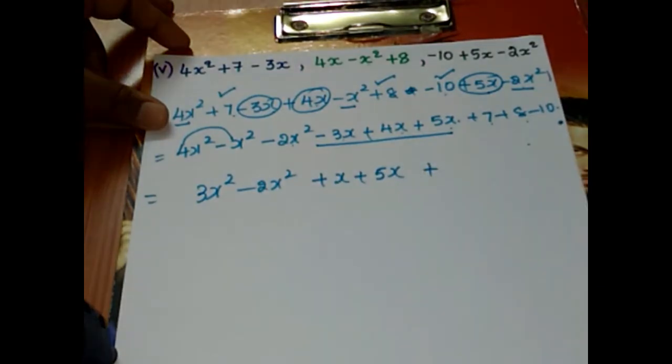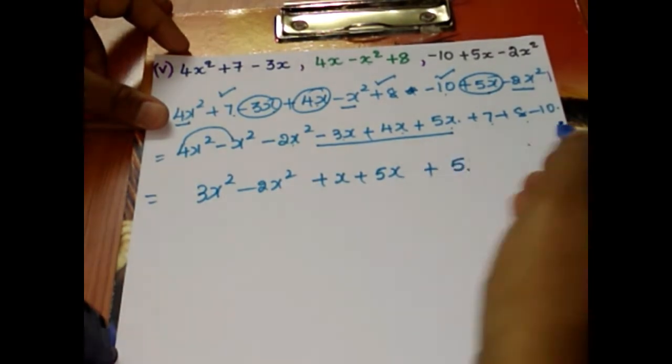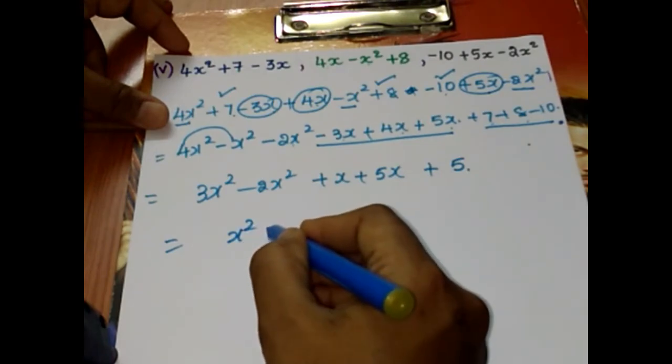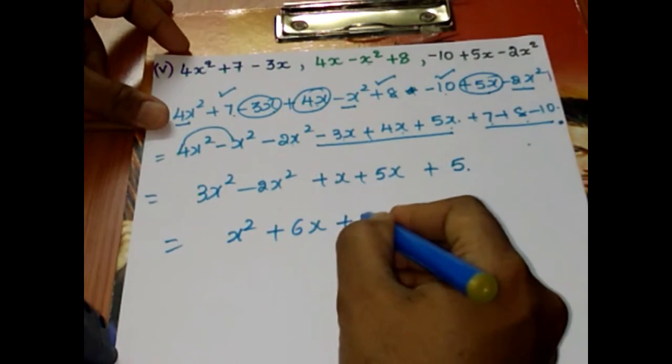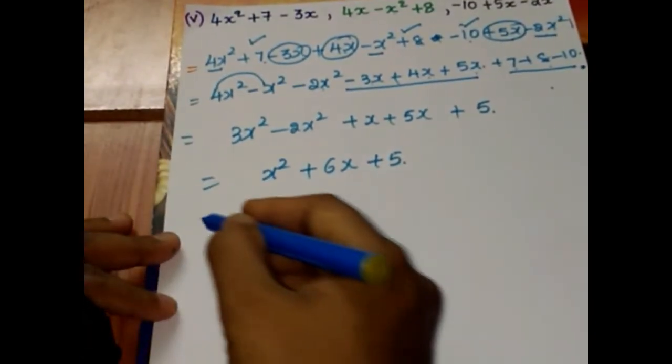7 plus 8 is 15. 15 minus 10 is 5. You can write the constant value directly. 3 minus 2 is 1. So x square, 5x plus x is 6x, plus 5. x square plus 6x plus 5. Next, in the column method.